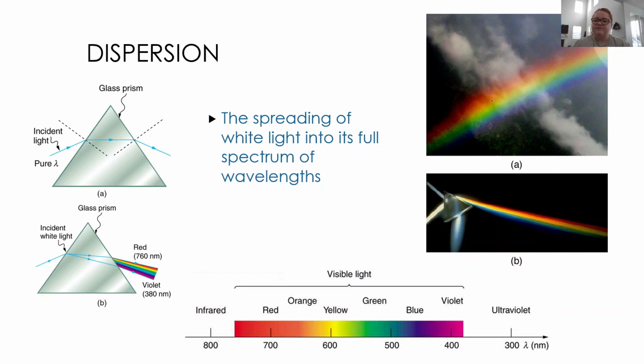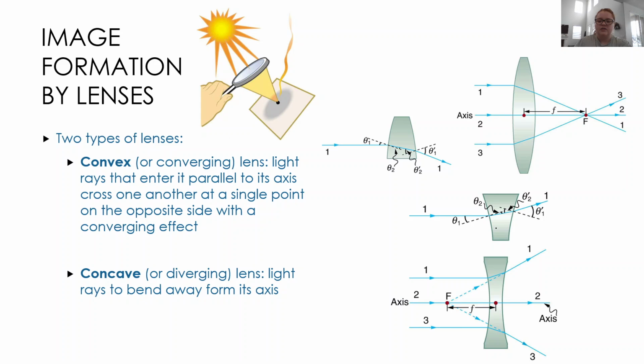We also have, looks like this is a rainbow, right? And this is a similar sort of thing. And again, you can see this is a prism that's spreading out into the component colors, okay? All right.